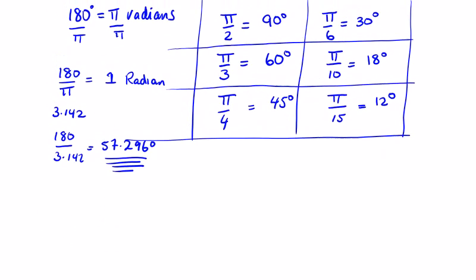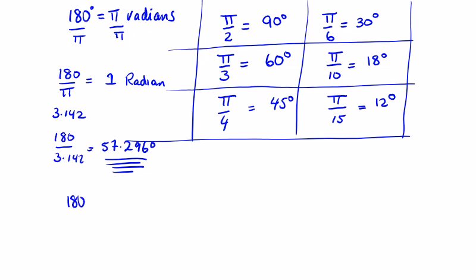Similarly, if 180 degrees is equal to pi radians, if we wanted 1 degree, it's a bit like converting to percentages. If we divide the left by 180, we've got to divide the right by 180. So 1 degree would be pi over 180 radians.